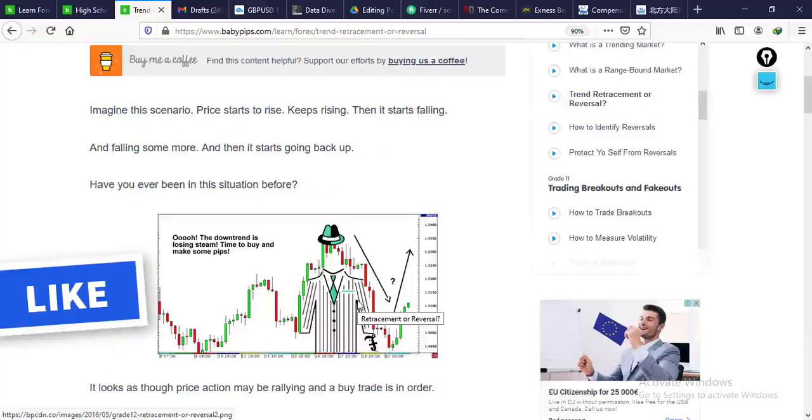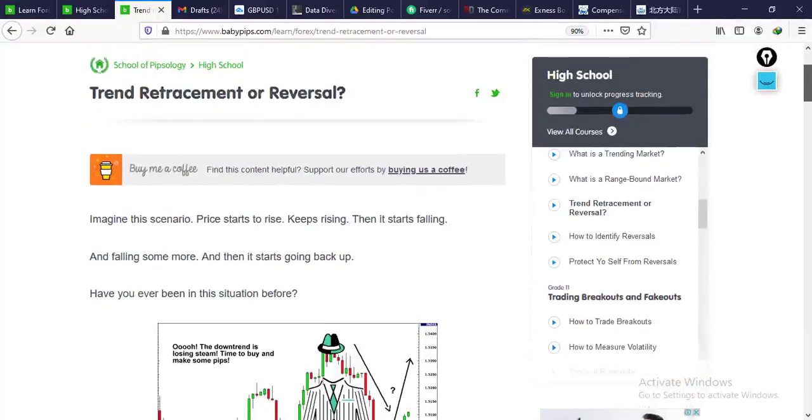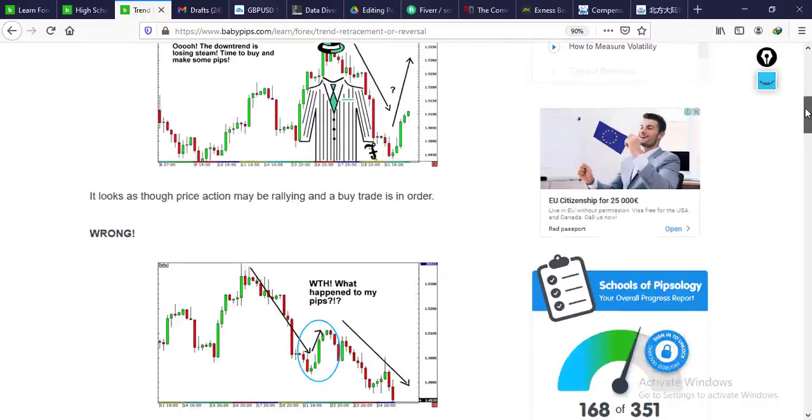Next, trend retracement or reversals. So imagine this scenario, because we are now talking about trend retracement or reversal. The price starts to rise and it keeps rising, and then it starts to fall and keeps falling, and then it starts going back up again, right? Have you been in this situation before? Of course you should have been in that kind of situation before, or if you have not, try and experience how it feels.